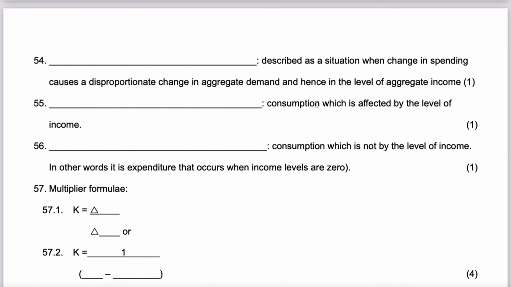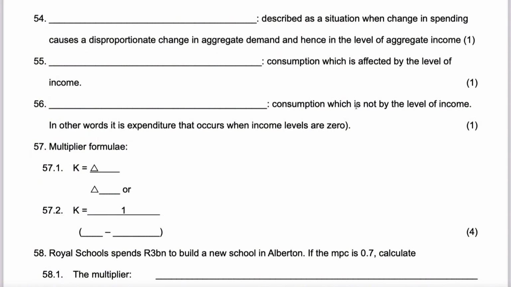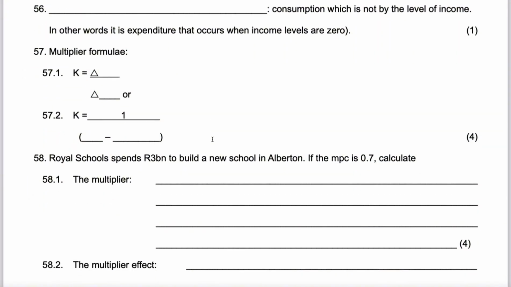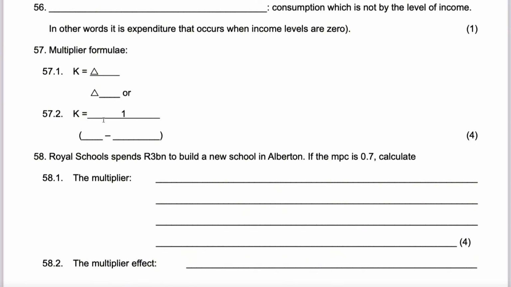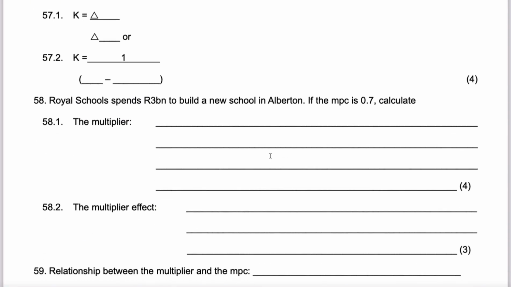The next one, consumption, which is affected by the level of income, we call it induced consumption. Then the opposite is autonomous. So consumption which is not affected by the level of income, it's autonomous consumption. Then our formula, change in income, so Y divided by change in injection, J, or K is equal to 1 divided by 1 minus MPC, like that.